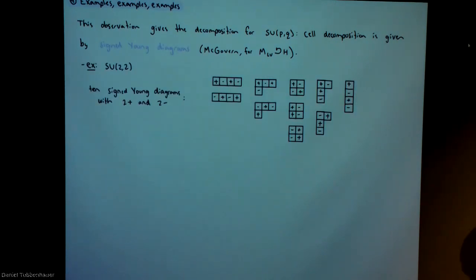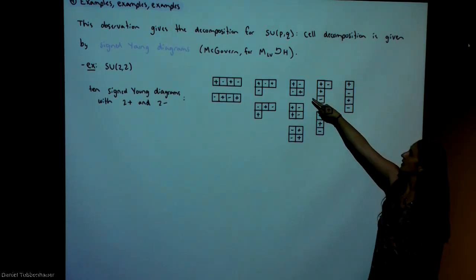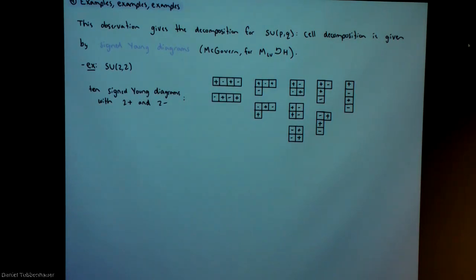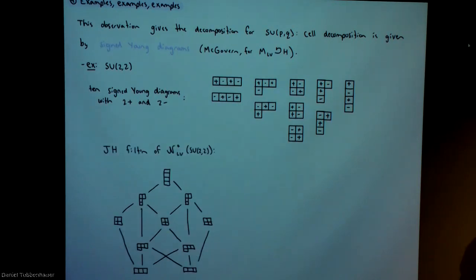And so let's just see an example for SU(2,2) because the combinatorics is kind of nice. So if we look at the signed Young diagrams with 2 pluses and 2 minuses that have 4 boxes, these are exactly all of them. Something to notice here is that we are allowed to permute rows which have the same number of boxes. And so that's why this one, if we switch these, it's the same diagram, so we don't get a different one there. And so we have this many signed Young diagrams. And then if we look at the decomposition of SU(2,2), it exactly fits in like this.